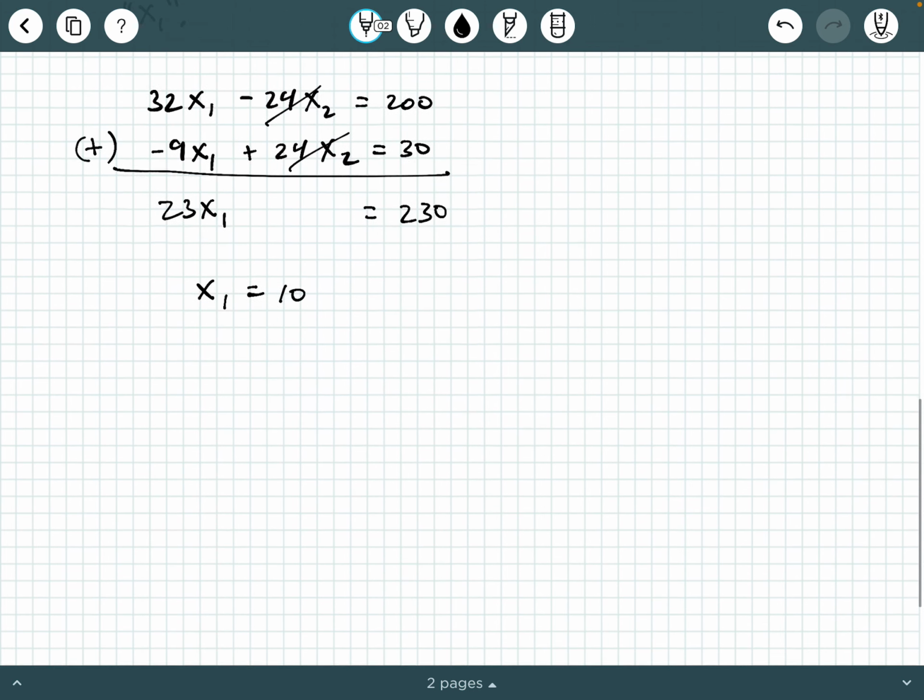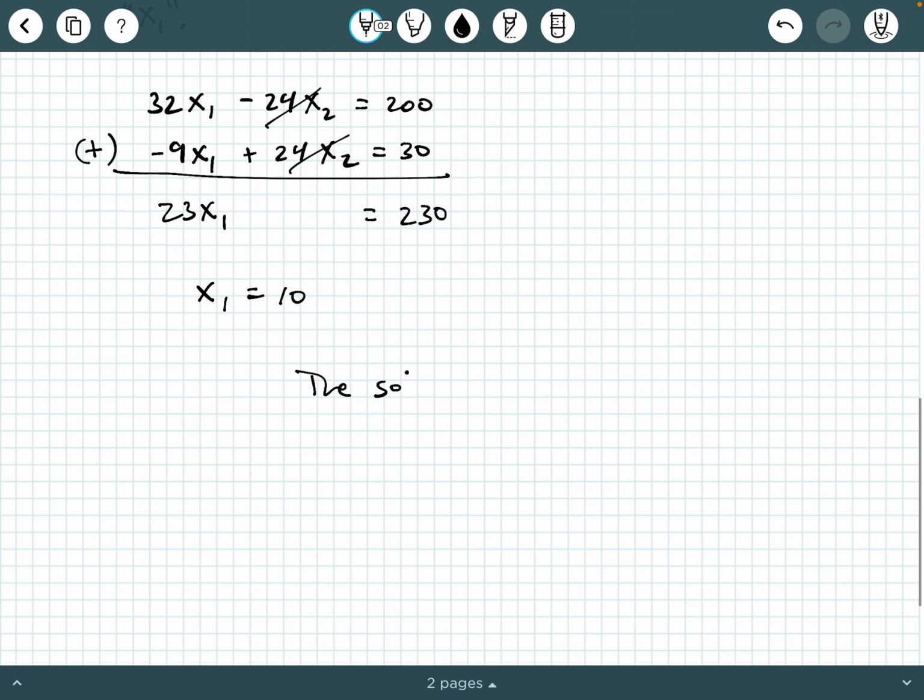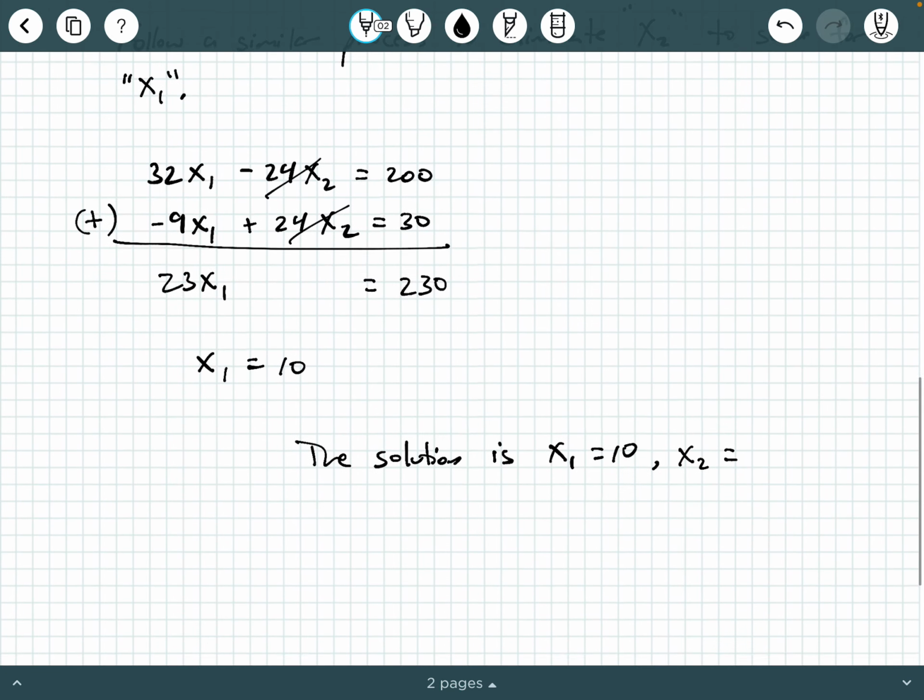So the solution is x1 equals 10, comma, x2 equals 5.